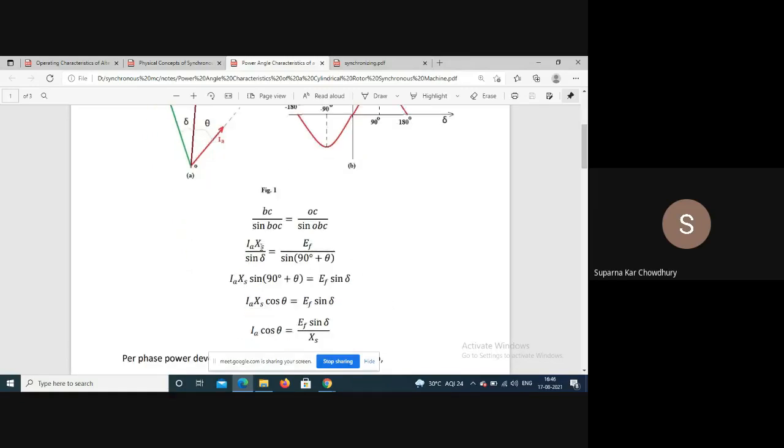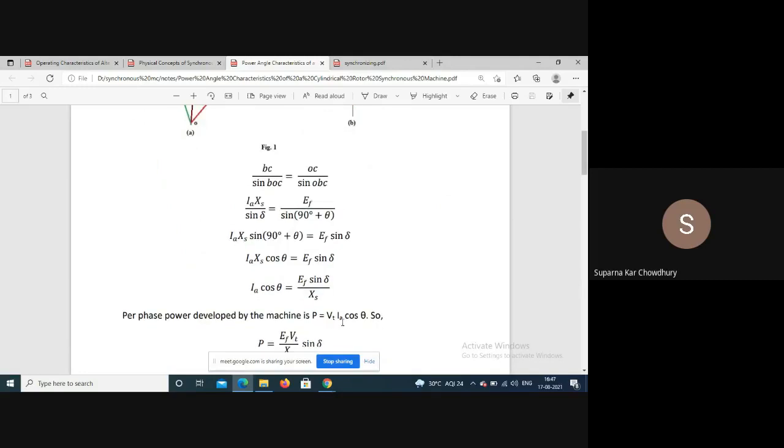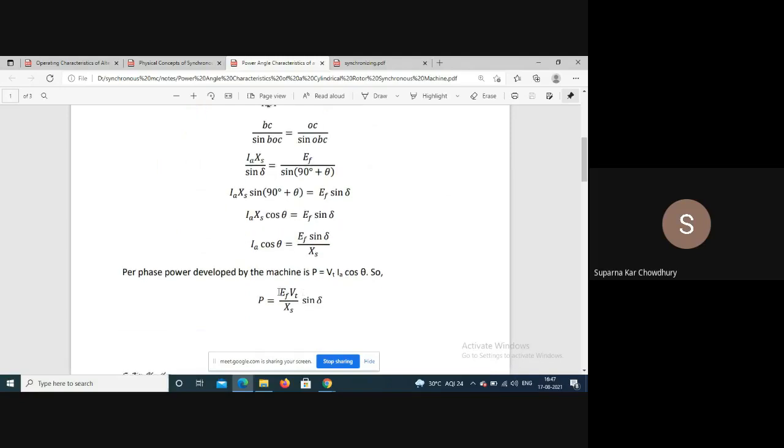So sine of 90 plus theta is cos theta, which gives Ia Xs cos theta equal to Ef sine delta. So Ia cos theta is equal to Ef sine delta by Xs. Now the per phase power is Vt Ia cos theta. If we replace Ia cos theta by this expression, we have Ef Vt by Xs sine delta. So the power of a synchronous machine, obviously neglecting the resistance Ra, is given by Ef Vt by Xs sine delta. You can see that Xs is the parameter of the machine, which is substantially constant.